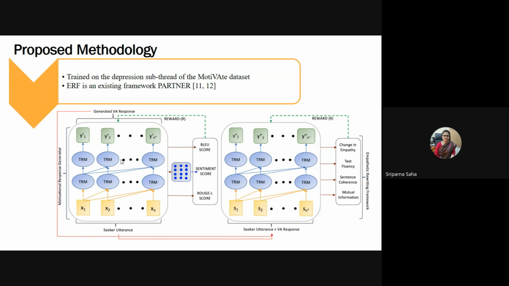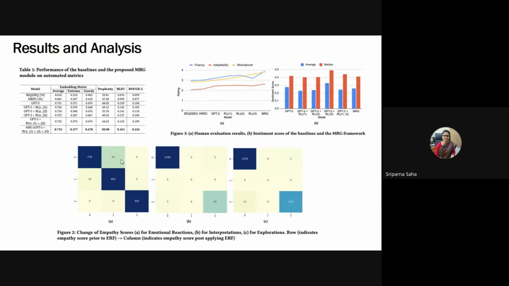So there are two different submodules. This empathy rewriter, we did not train. It is an existing framework that is already trained on a huge amount of data. We are only using this network to introduce some empathy into our motivational responses. These are some results that you can see, showing how we are changing the empathy scores.